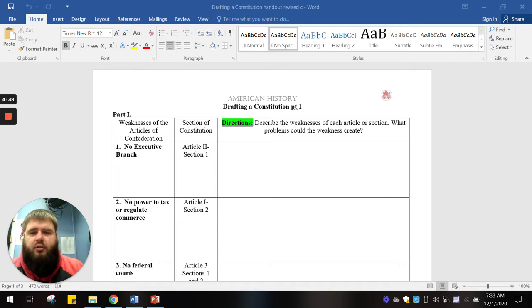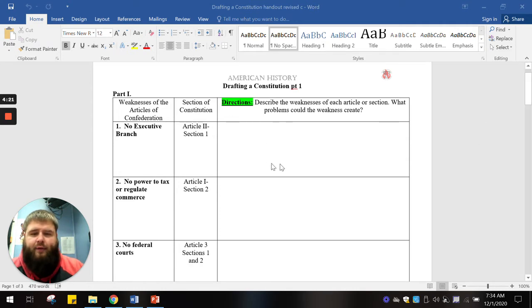So yesterday we took some guided notes on the Articles of the Confederation. Be sure you've completed that before you do this, because it's not going to make a whole lot of sense if you haven't done that yet. So go back and do that if you haven't yet. If you've already done the guided notes, here we go.